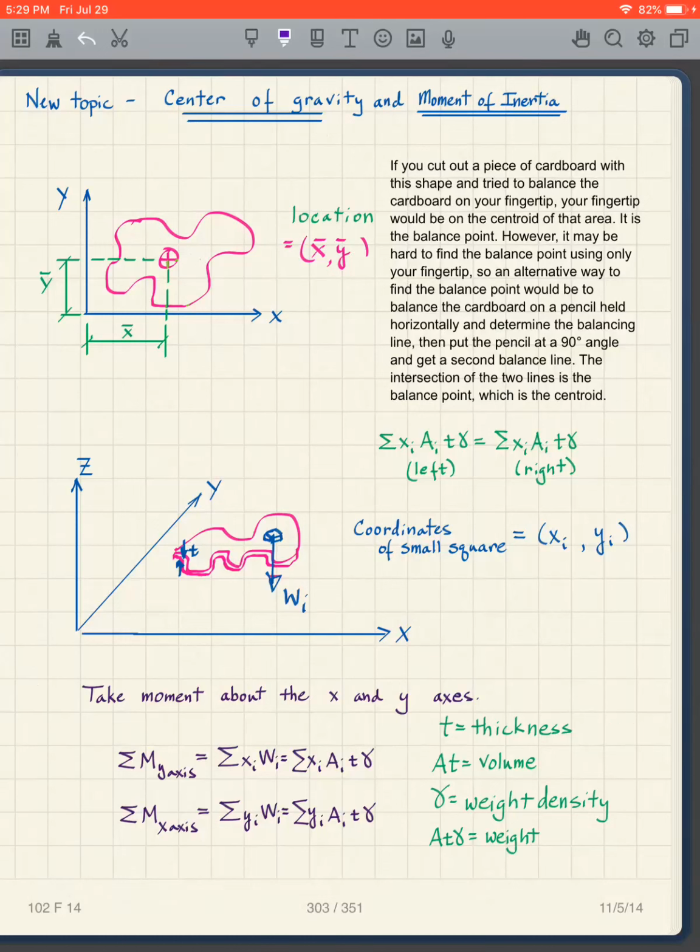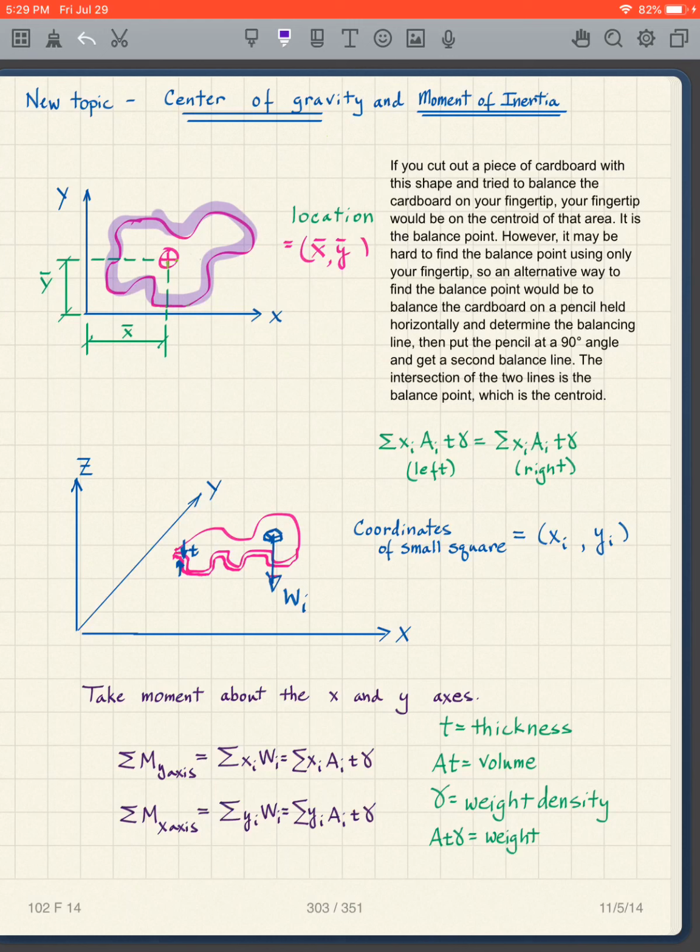Okay, the next topic is center of gravity and moment of inertia. And what do I mean by center of gravity? Well, it's a balance point, basically. So for instance, suppose we had a randomly shaped area like this.